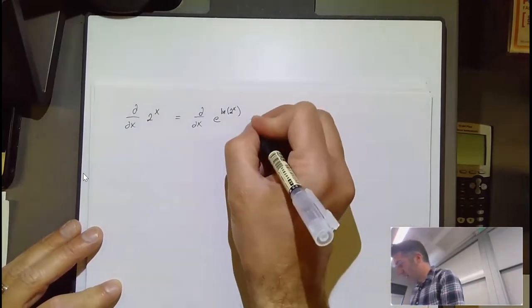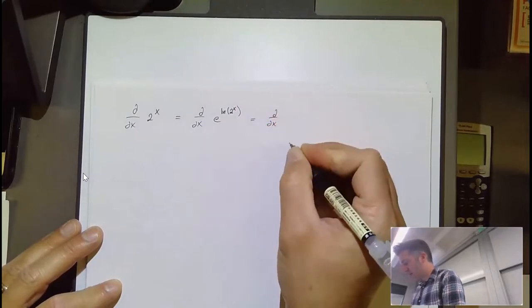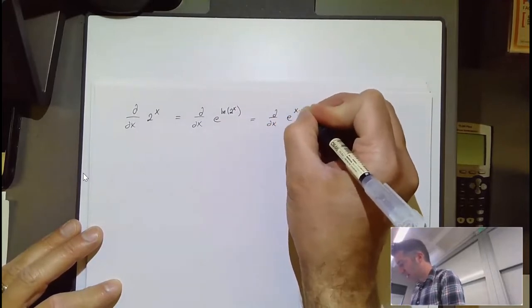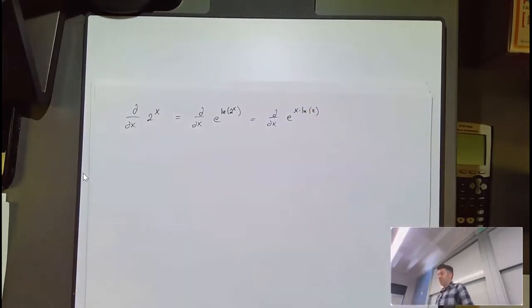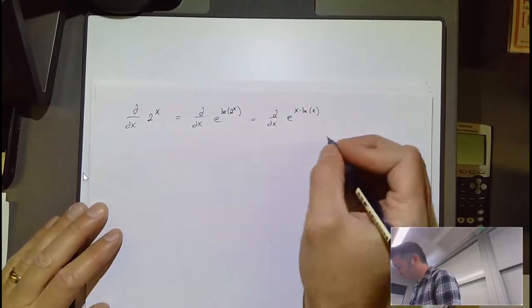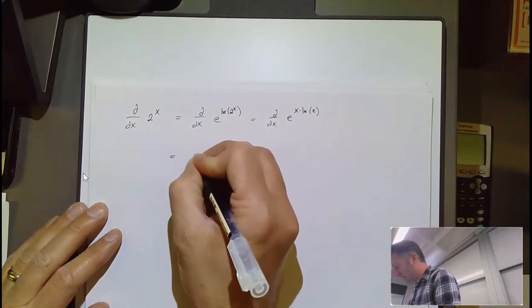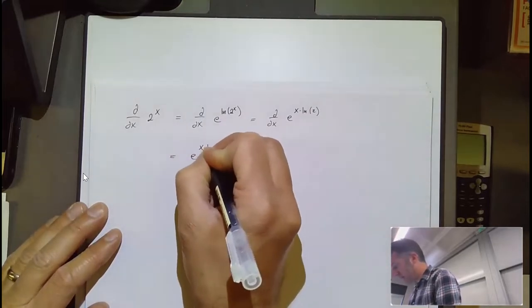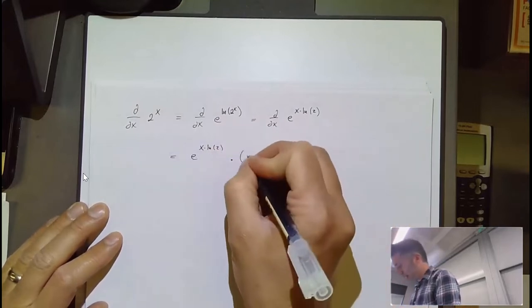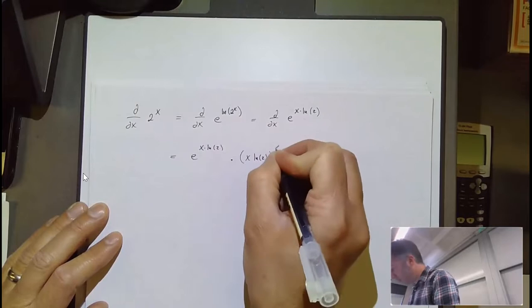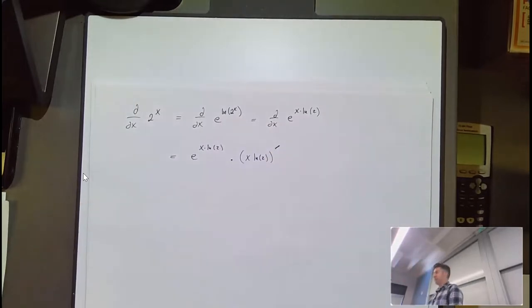And then we can write this as the derivative of e to the x times natural log of 2. Or as I would look at it, the derivative of e to the stuff. Okay, what's the derivative of e to the stuff? Well, it's e to the stuff times, right, exactly, times the derivative of the stuff. Which I haven't actually taken yet. I've just written derivative of the stuff.